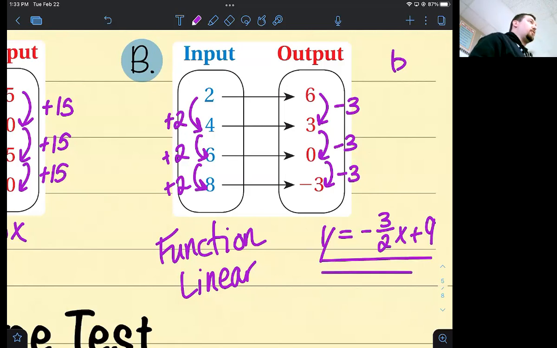Again, this is not something they're going to ask you to do on tonight's homework, but it is something I'm going to ask you to do in a couple sections where you have to tell if it's a function, if it's a linear function, and if it's a linear function, you have to write the equation. JC, you with us back there? Okay. So both of these were linear functions.